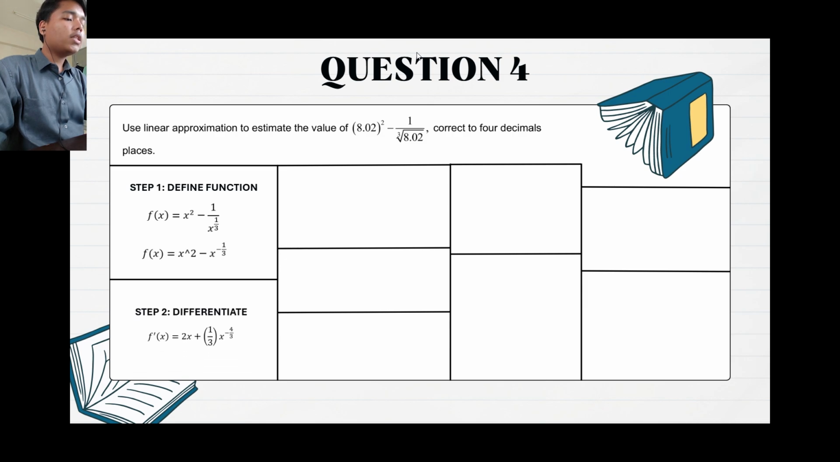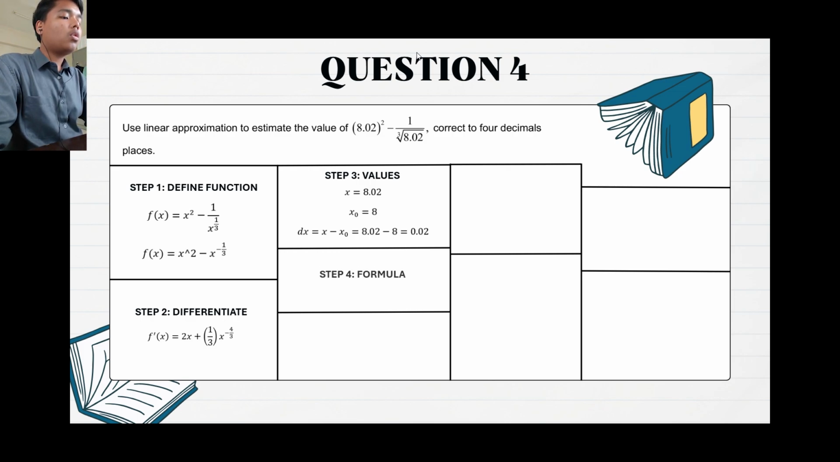Step 2, we differentiate the function. The derivative of x square is 2x. The derivative of negative x power negative 1 over 3 becomes positive 1 over 3x power negative 4 over 3. So f prime of x equal 2x plus 1 over 3x power negative 4 over 3. Step 3, we define the values. X is 8.02 and x naught is 8. So delta x equals 8.02 minus 8, which is 0.02.